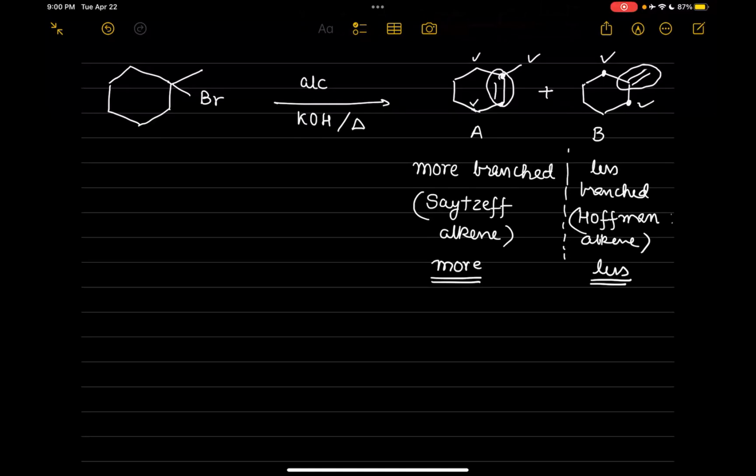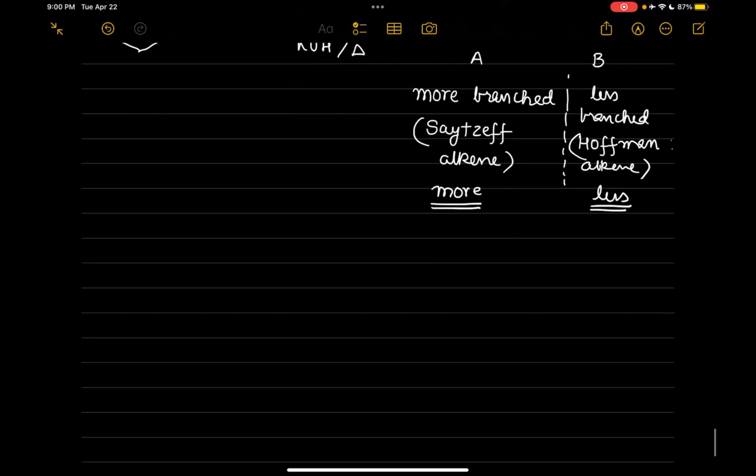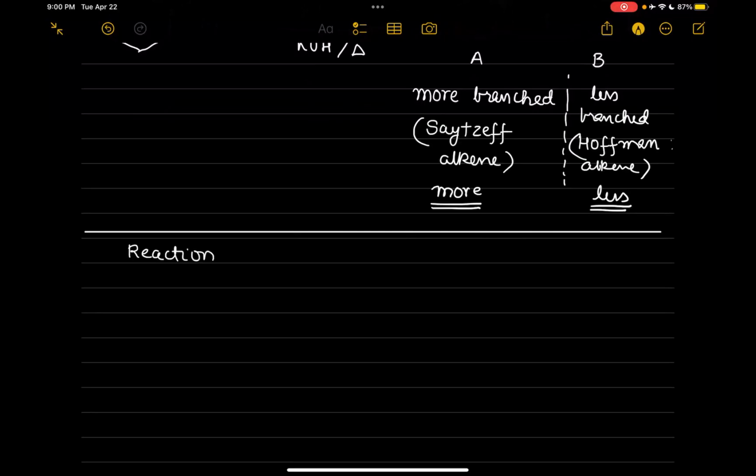Okay. So this is elimination. Now we are going to move with another type of reaction given by alkyl halide. Reaction of alkyl halide with metals.